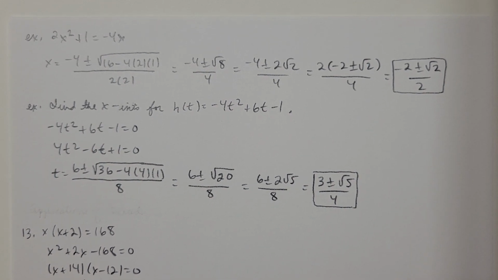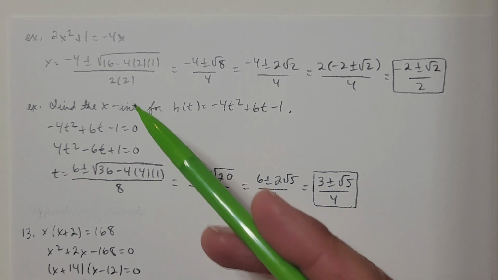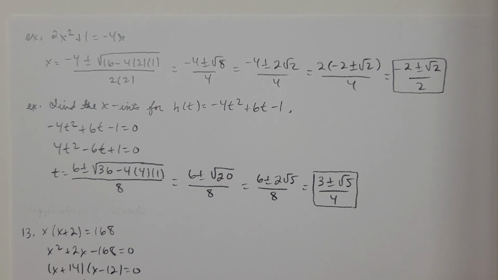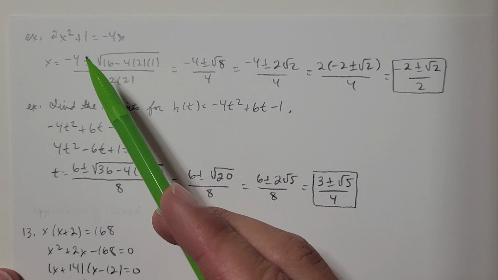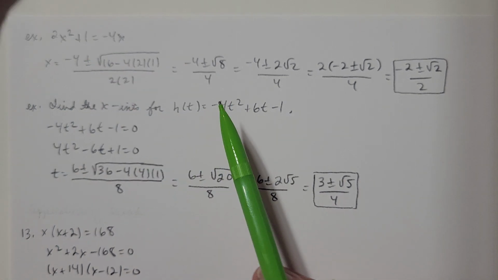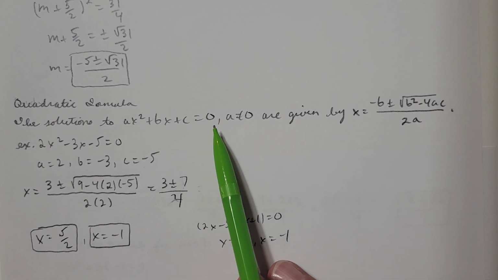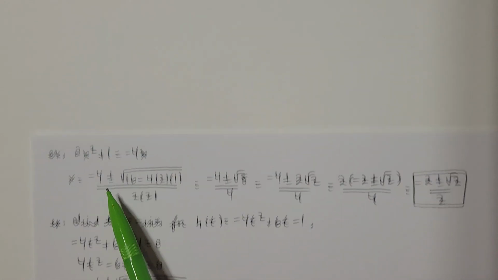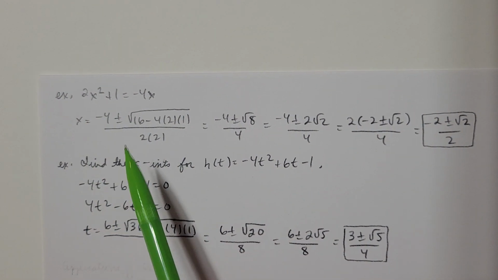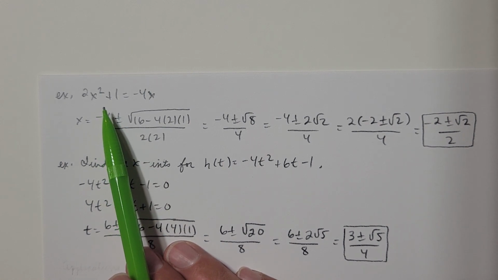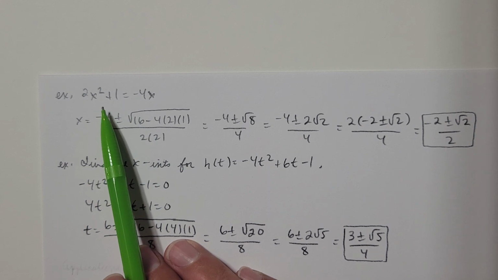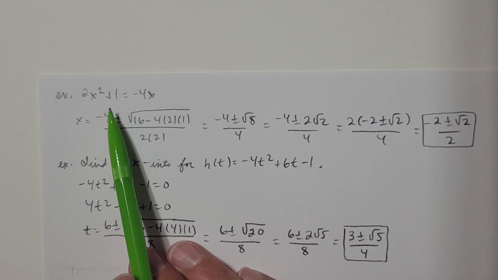Here is another example. What if we wanted to solve the equation 2x squared plus 1 equals negative 4x? Solve for x. A would be 2. B would be 4, not negative 4. Before I identify A, B, and C, I have to make sure that I'm in the form ax squared plus bx plus c equals 0. I'm not in that form, so I need to get everything onto the left. I'm going to have 2x squared plus 4x plus 1 equals 0. So A would be 2, B is 4, and C is 1.